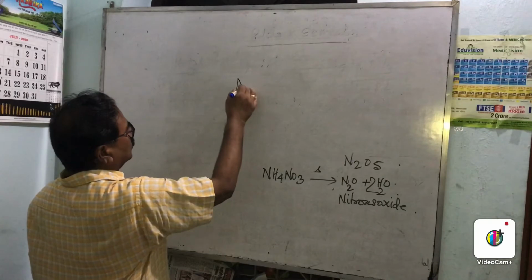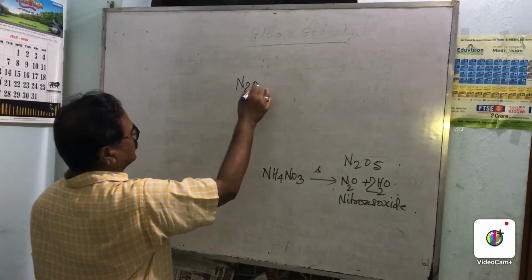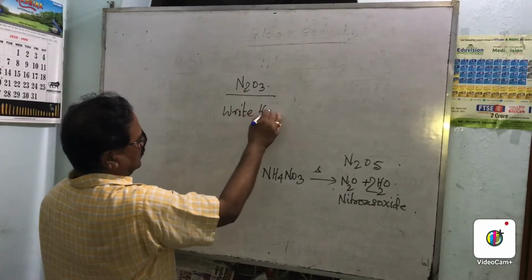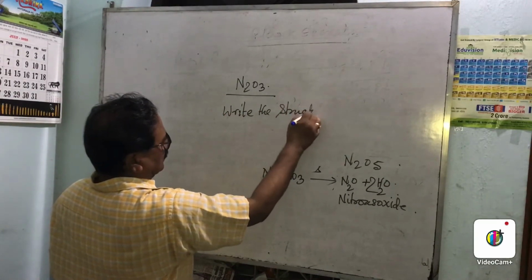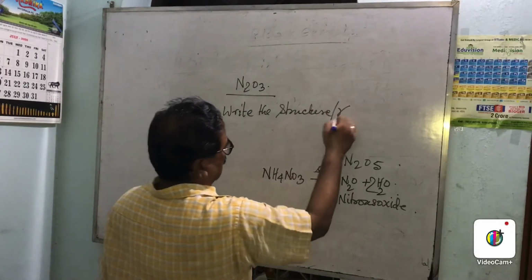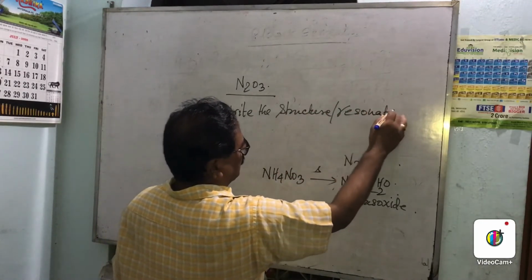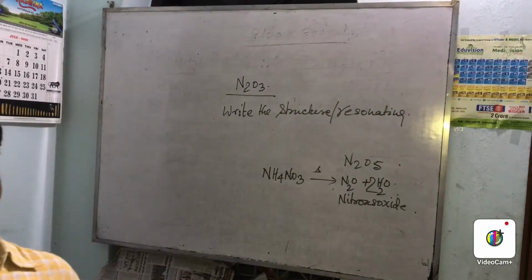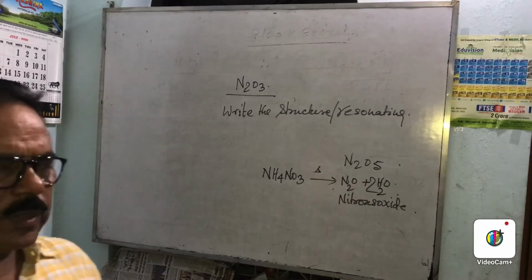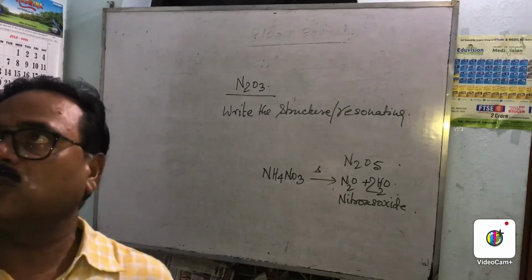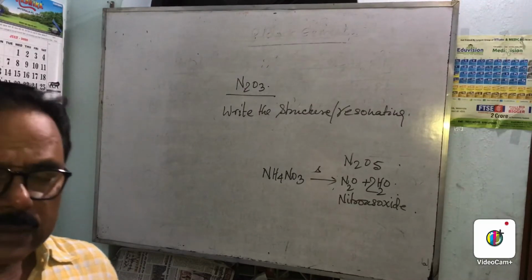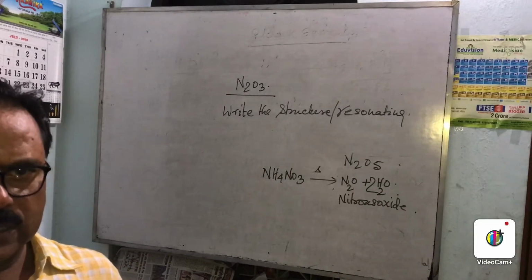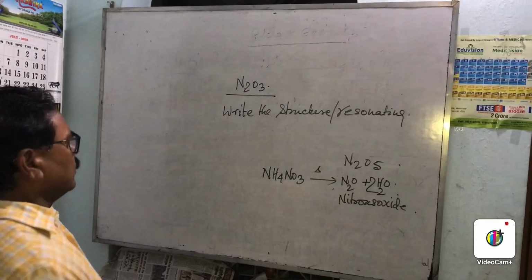Suppose N2O3, write the structure, or the resonating structure. Then how will you calculate? You have some concept. When we write the resonating structure, first we calculate the total number of electrons present in the molecule. And each atom should complete its octet. There are some exceptions also.